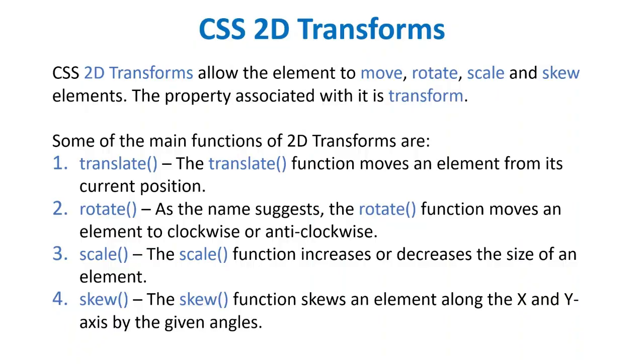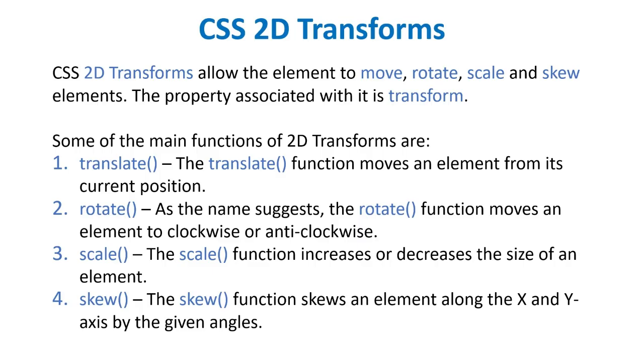CSS 2D transforms allow the element to move, rotate, scale and skew elements. The property associated with it is transform. Some of the main functions of 2D transforms are: translate. The translate function moves an element from its current position.